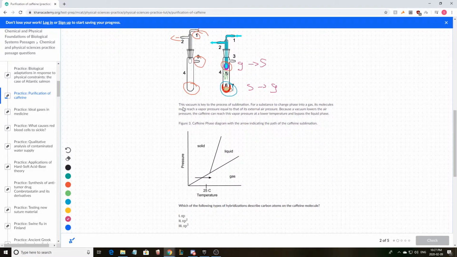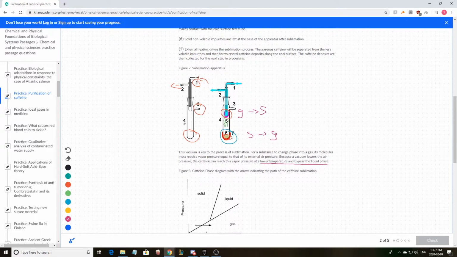So moving on, it says the vacuum is the key to the process of sublimation. For a substance to change phase into a gas, its molecules must reach a vapor pressure equal to that of the external air pressure. Because the vacuum lowers the air pressure, the caffeine can reach the vapor pressure at lower temperatures and bypass the liquid phase. So that's another important point here. We're trying to bypass the liquid phase.